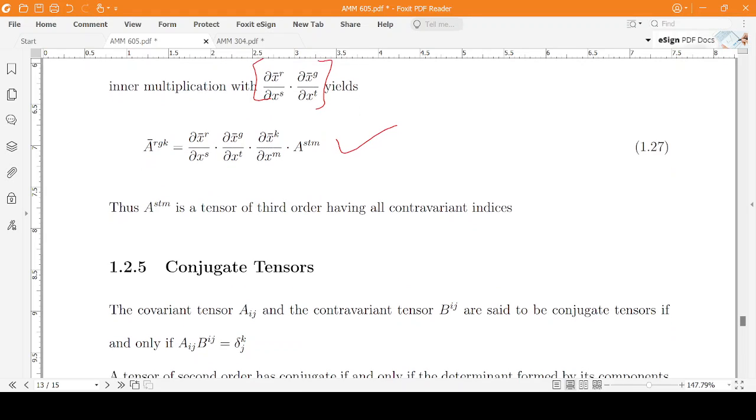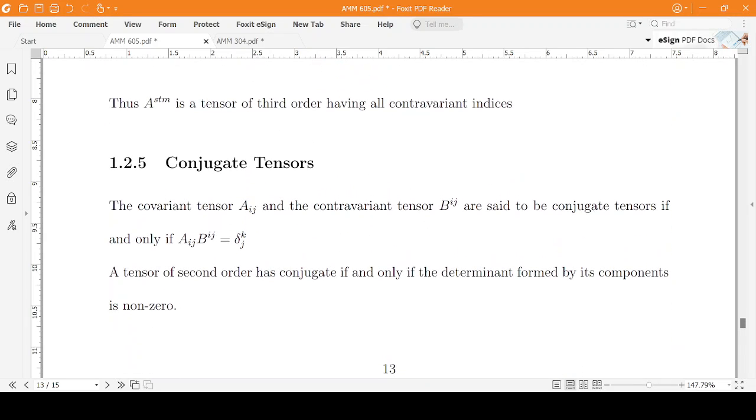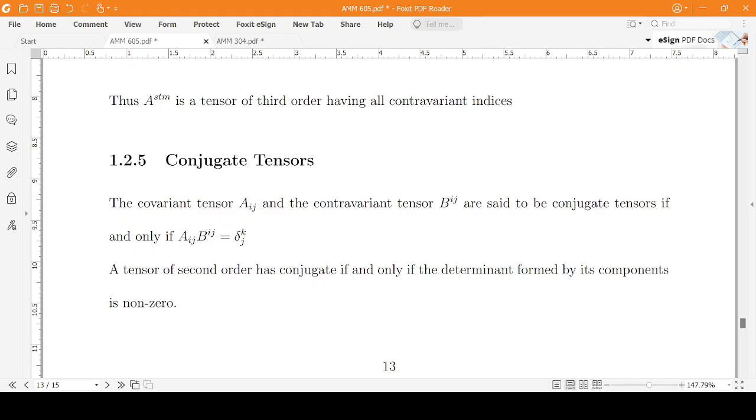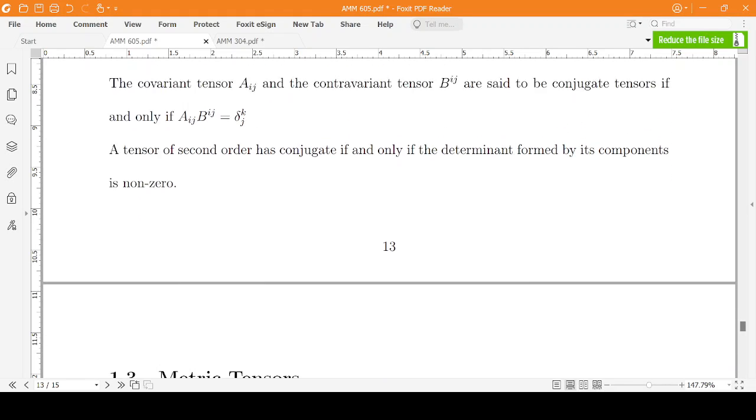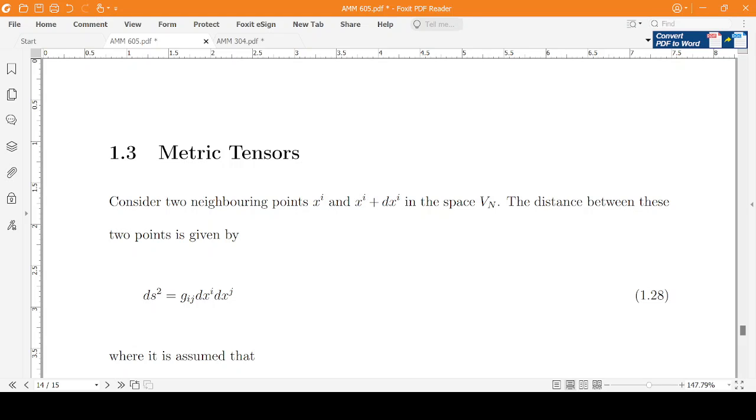Now we look at the conjugate tensor. The covariant tensor Aij and the contravariant tensor Bij are said to be conjugate tensors if and only if their product will give us the Kronecker delta. A second order tensor has a conjugate if and only if the determinant formed by its components is non-zero.